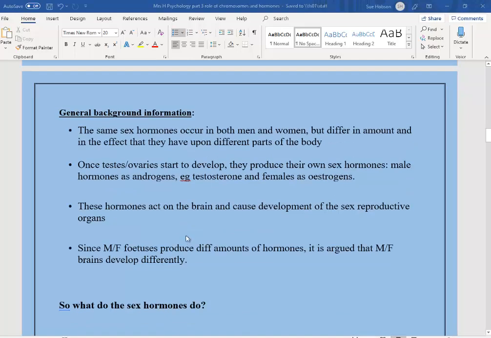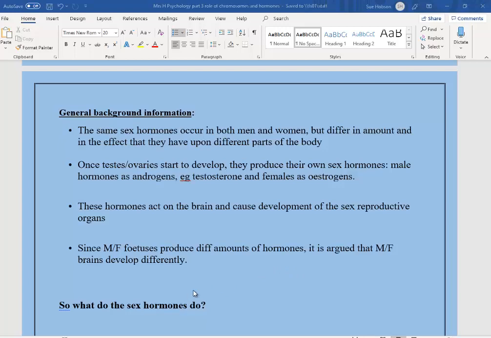Whizzing on though, general background information. We must know that the same-sex hormones occur in both males and females, but obviously in different amounts. And once things like testes and ovaries start to develop, they produce their own sex hormones, male hormones as androgens like testosterone and females as estrogens. And those will act on the brain and also cause a development of the sexual reproductive organs.